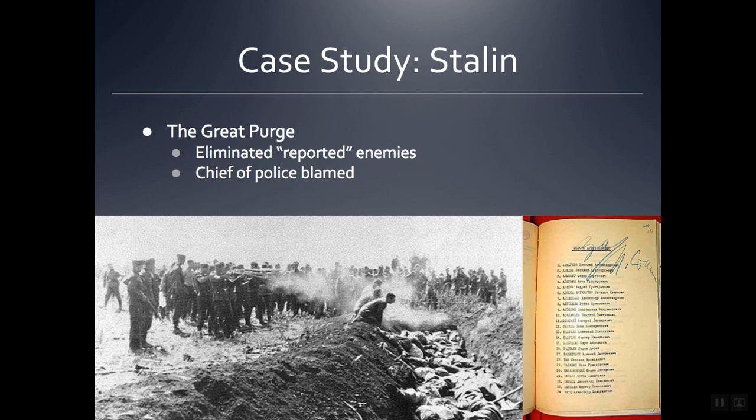If you only came up with 4 names, then they would assume, well, how come you couldn't find 5? We know that there's more enemies of the state. You must be an enemy of the state. And so what they did is they got people in neighborhoods and buildings and everything.